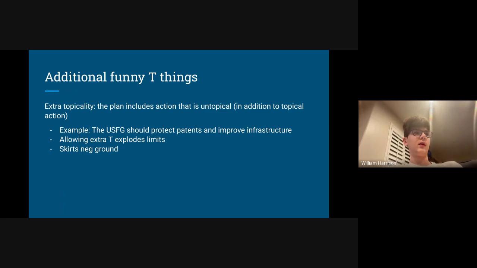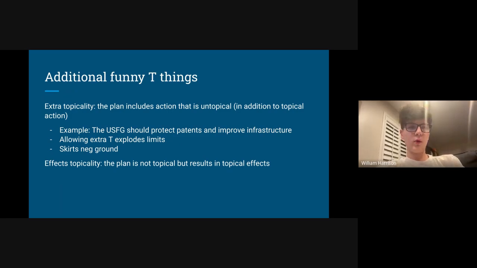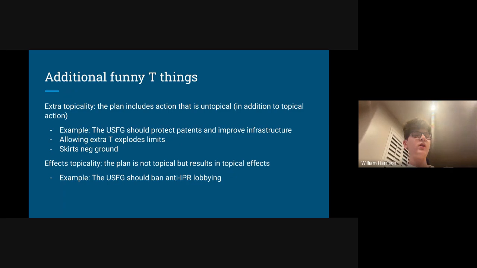But you can argue that it isn't. Effects topicality. The plan is not topical. The action that it carries out is not topical, but it results in topical effects. Example, it was hard to come up with one for this topic, but I said the United States federal government should ban lobbying against intellectual property rights. This would result, at least probably would result, in a significant strengthening of intellectual property rights.